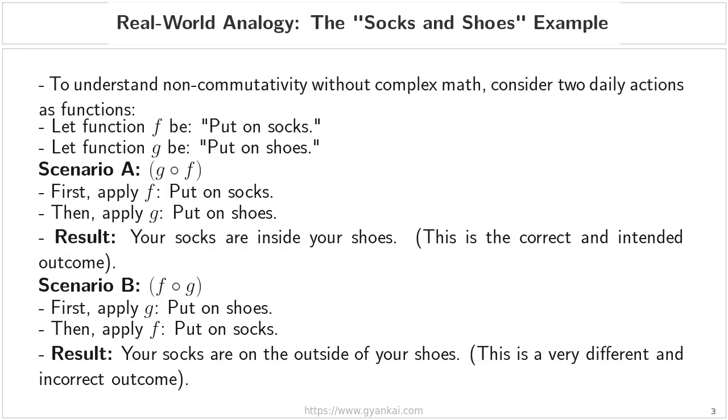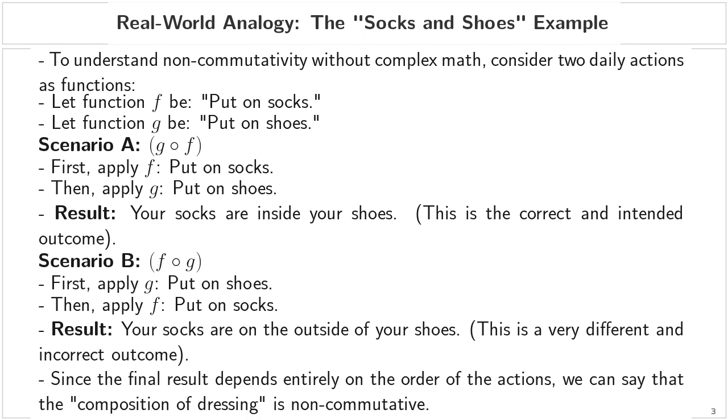Conversely, let us look at scenario B, the composition of f circle g. In this instance, the order is reversed. We first apply function g, meaning we put on our shoes, and then we apply function f, which means putting on our socks. The result here is very different and logically incorrect, as your socks would end up on the outside of your shoes. Since the final result depends entirely on the order in which these actions are performed, we can say that this composition of dressing is non-commutative. This illustrates that changing the sequence of operations leads to a different output.